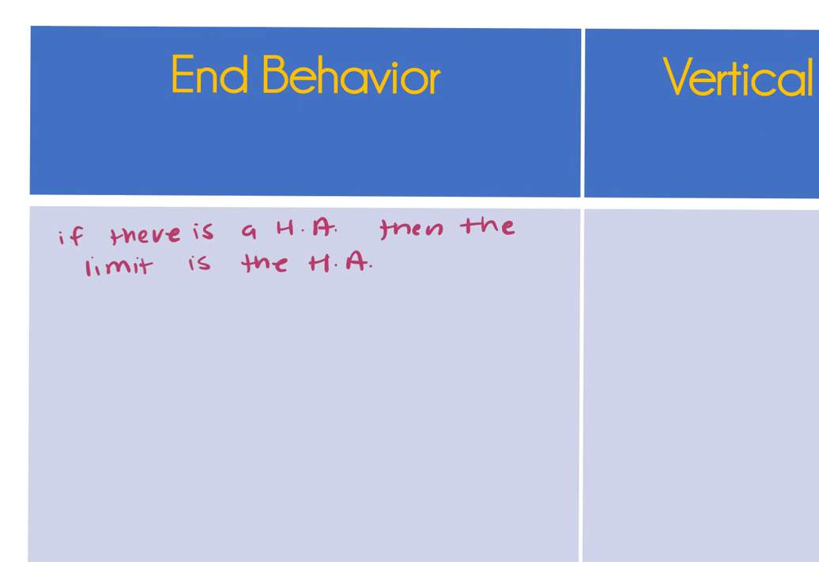So if I had a function and my horizontal asymptote was y equals 1, then the limit of my graph as it approaches negative infinity is 1, and the limit of the graph as it approaches positive infinity is also 1. Whatever the horizontal asymptote is. If the horizontal asymptote is 0, it's 0, 1, it's 1, 15, it's 15, whatever it is.